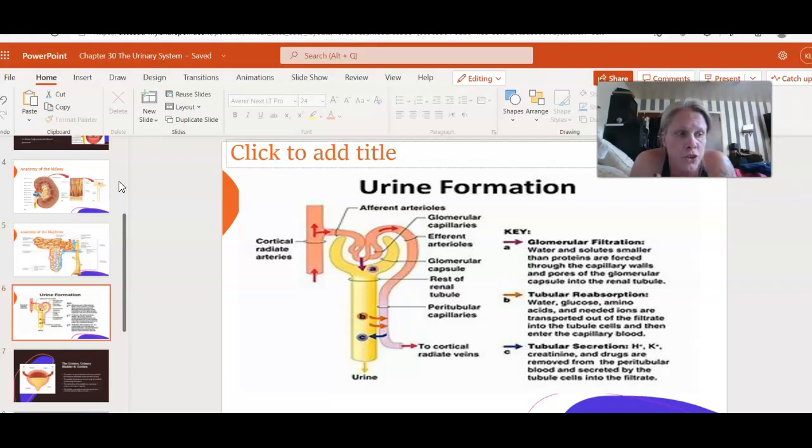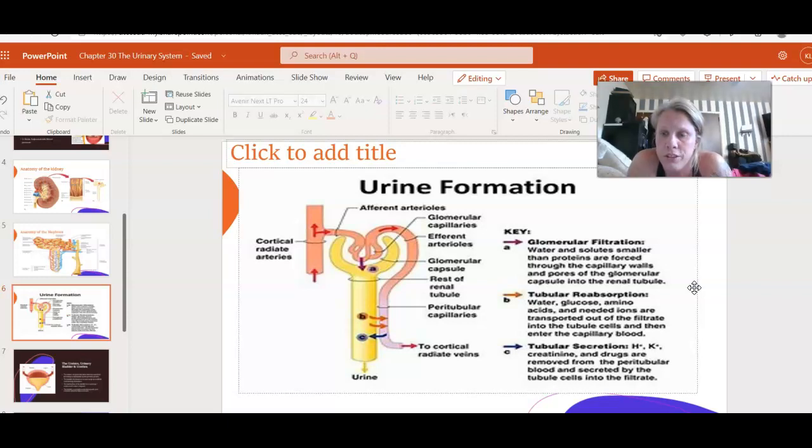If the blood pressure or your blood volume drops, the sympathetic nervous system then causes those afferent arterioles in the kidneys to contract. When this constriction occurs, the glomerular filtration pressure decreases and then less of that filtrate is formed. So you have here the key. You have your glomerular filtration, in which water and solutes smaller than proteins are forced through the capillary walls and the pores of your glomerular capsule.